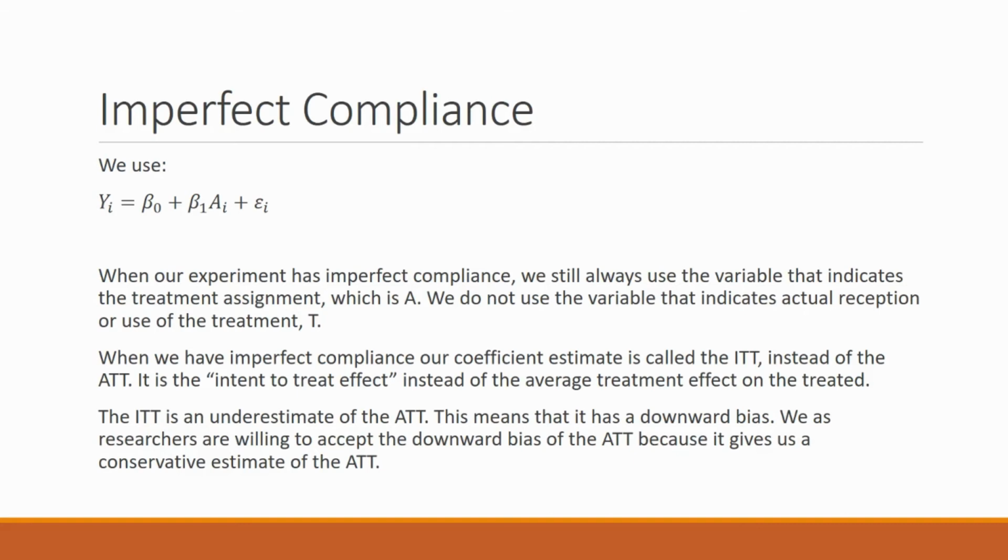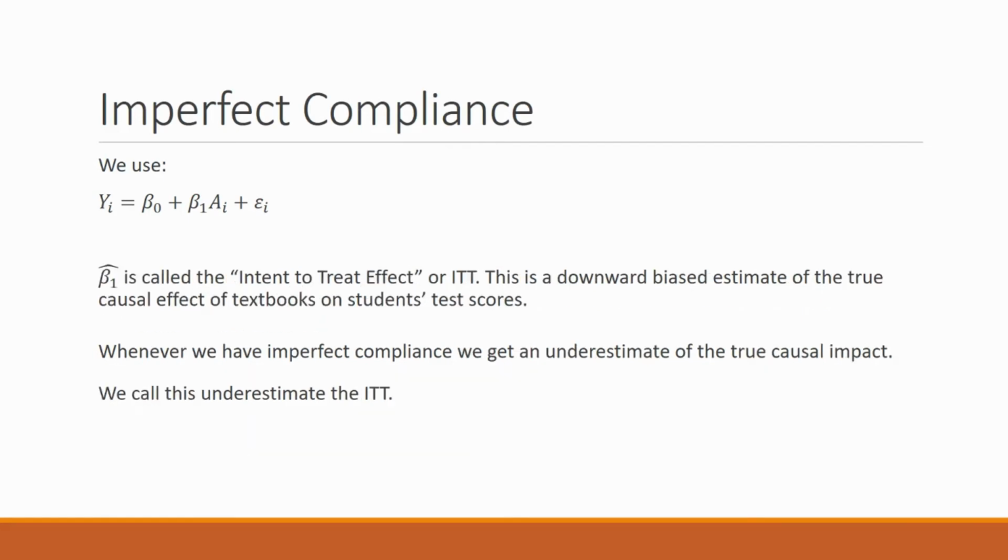It will be smaller than the true impact of the treatment on the outcome variable. It will be downward biased. That means it will be an underestimate. And we're okay with that. We're okay with getting an underestimate.